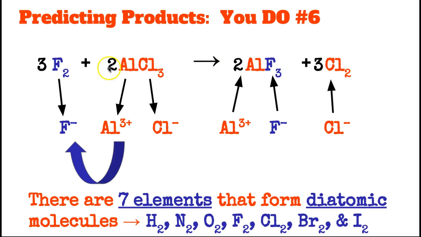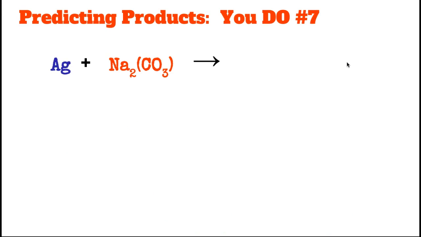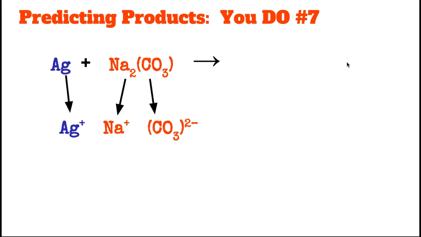And then our chlorines, 2 times 3 is 6 chlorines, 3 times 2 is 6 chlorines. So we have the same number of chlorines on each side, it's balanced. Problem number 7, let's write our ions. Silver is always +1. Sodium is a group 1 metal, so it's going to be +1. And then CO3, that's a polyatomic ion, so we're going to look at our ion sheet, that's a -2.